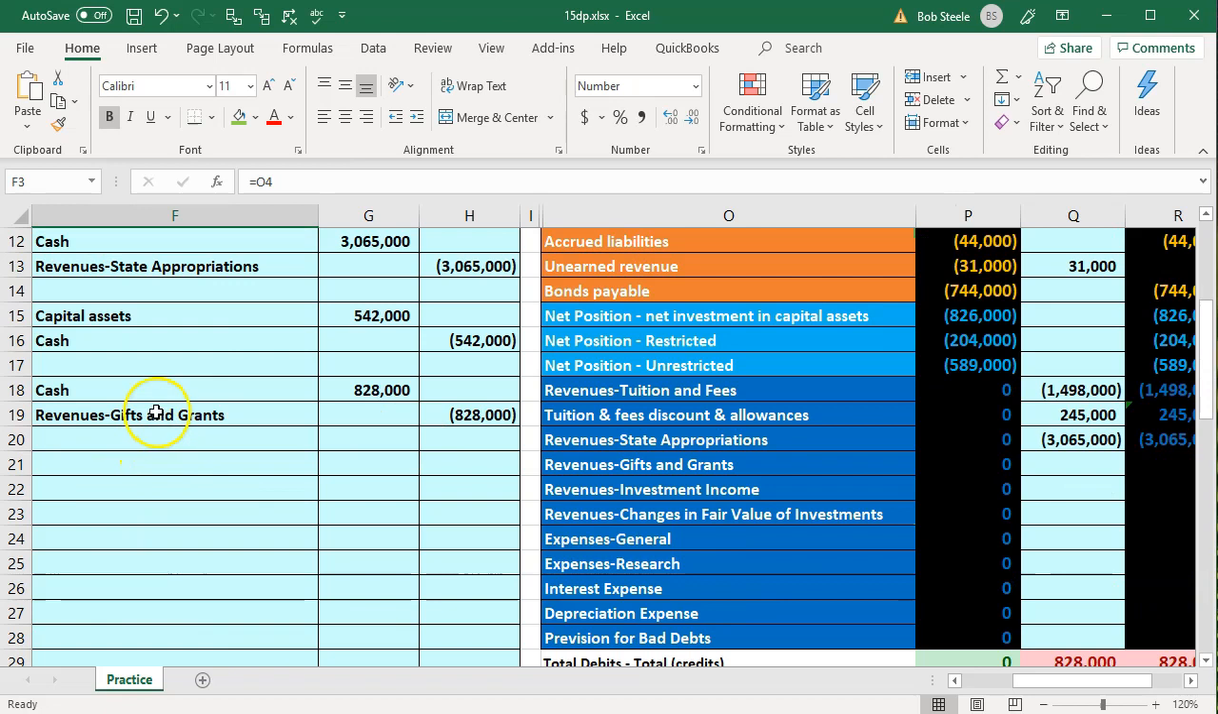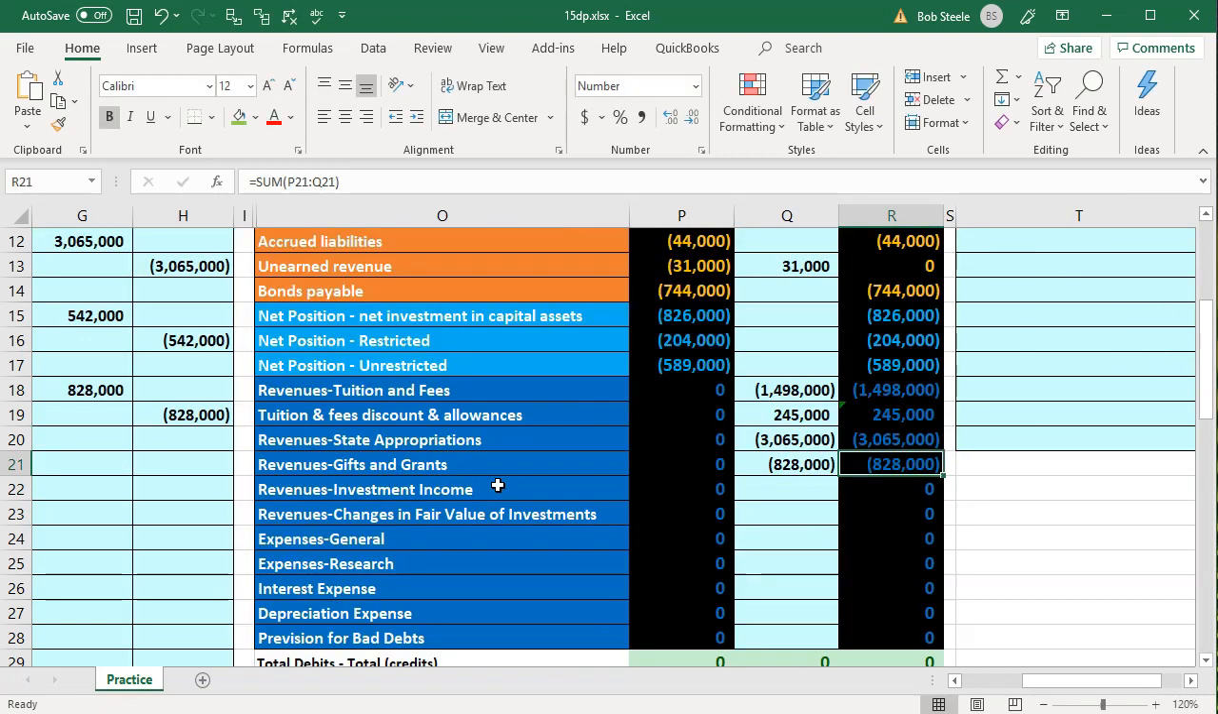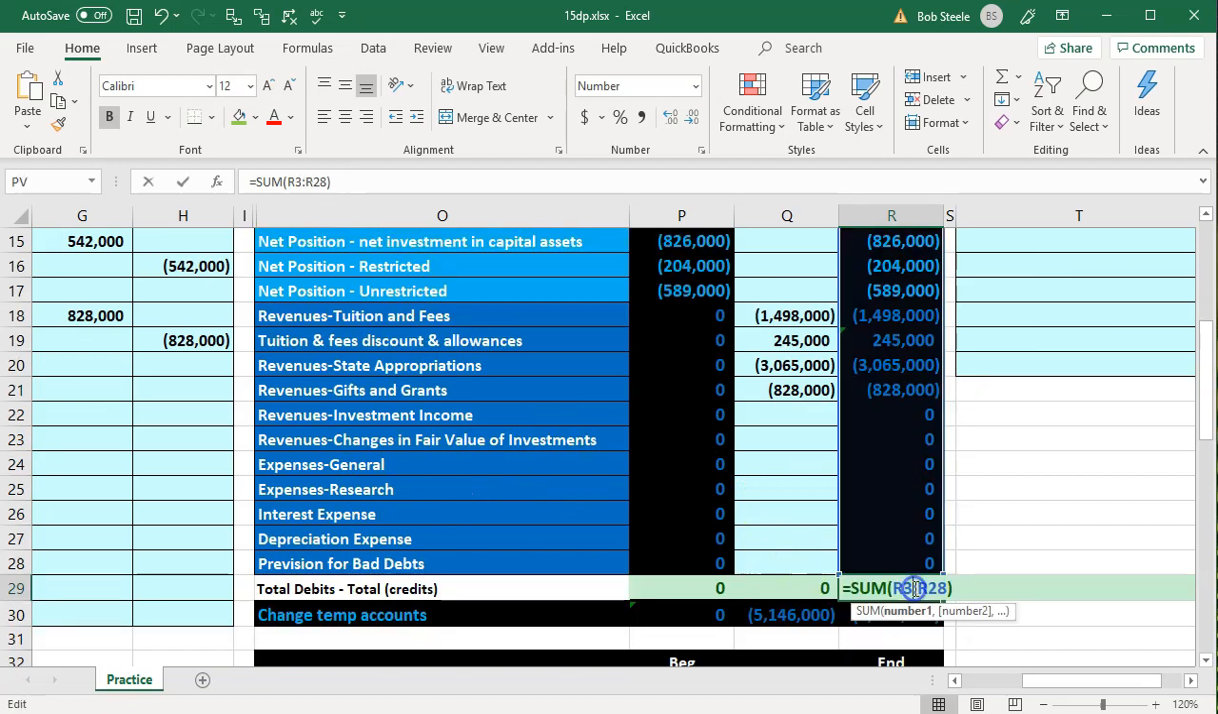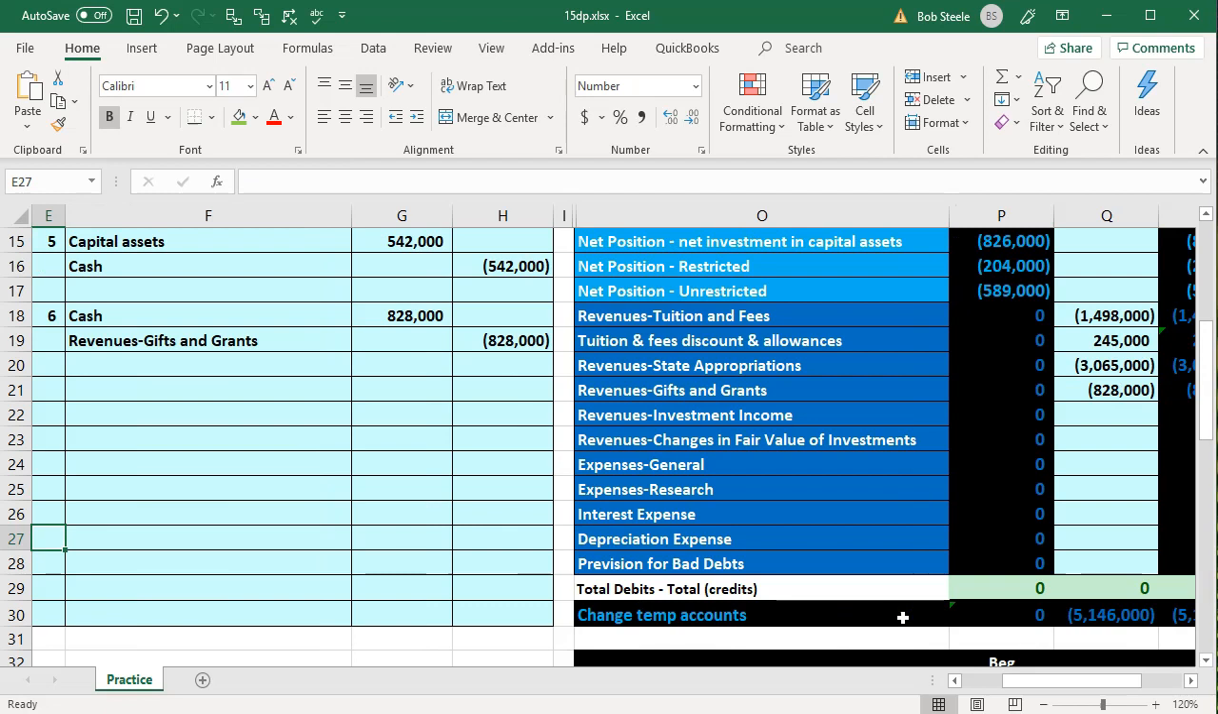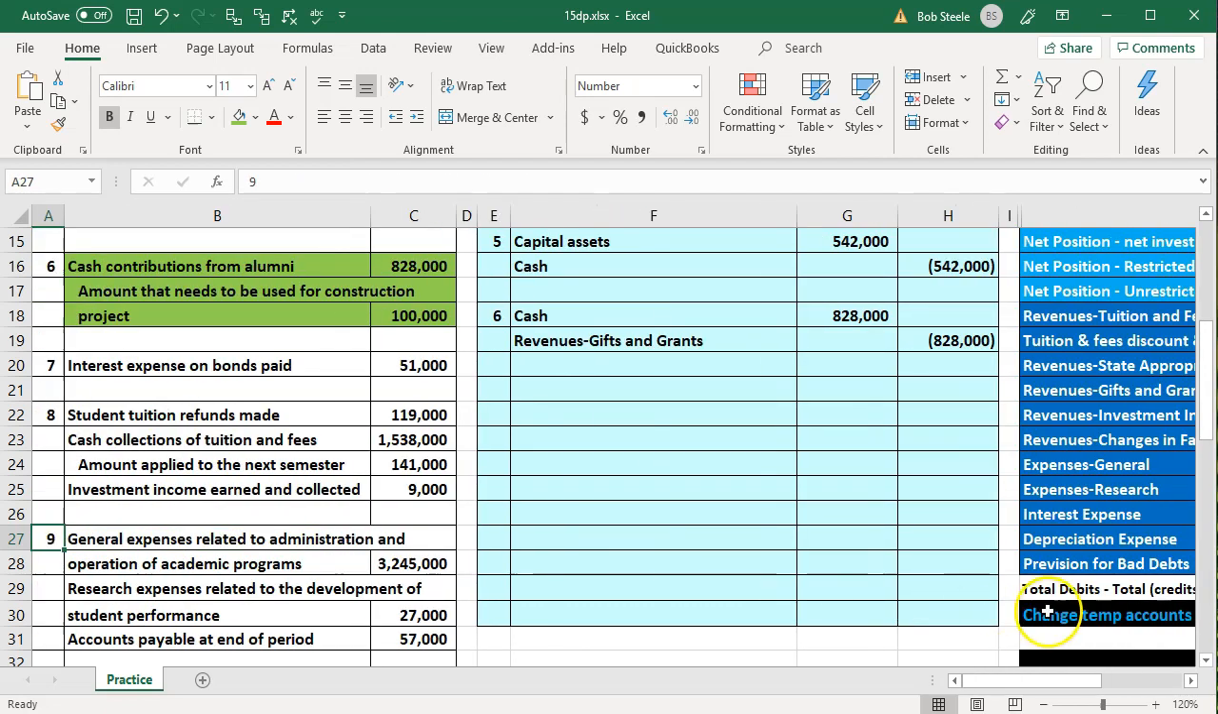Then we're going to say the next one is going to be revenue for the gifts and grants. That'll be down below. So we are in cell Q21. Within Q21, we will say equals. Scroll over to the 828, and enter. That brings it up in the credit direction. That then puts us back in balance given by the green zeros. And you can see the change in the temporary account similar to the net income number, the change in the net position. All right, let's see what else we have.